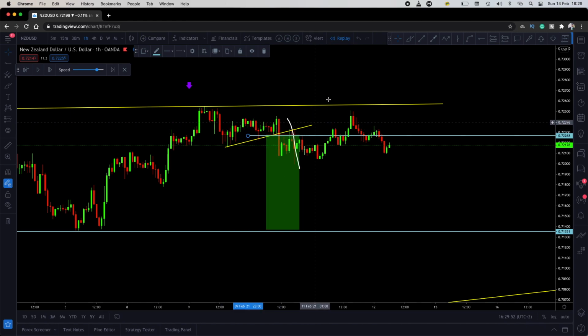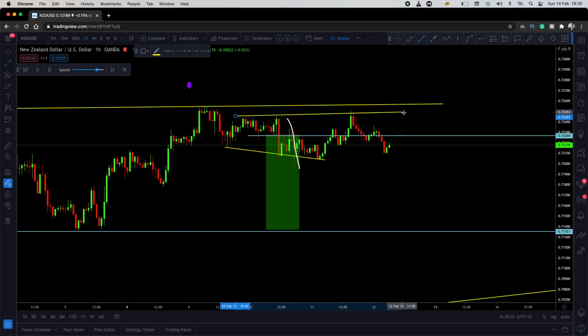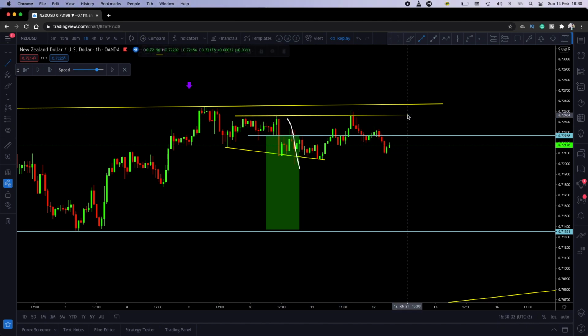While it was moving, I extended my pattern because I saw that the pattern was changing now. It was not the same pattern that I saw. So I moved my stop loss to break even.